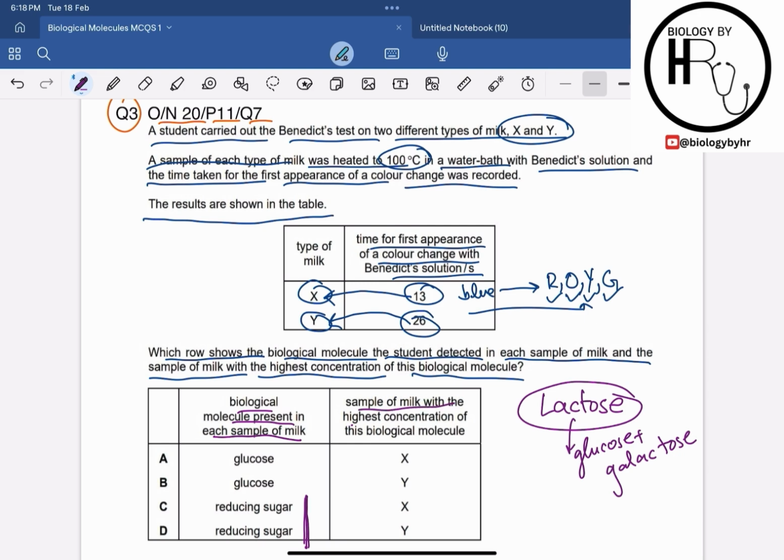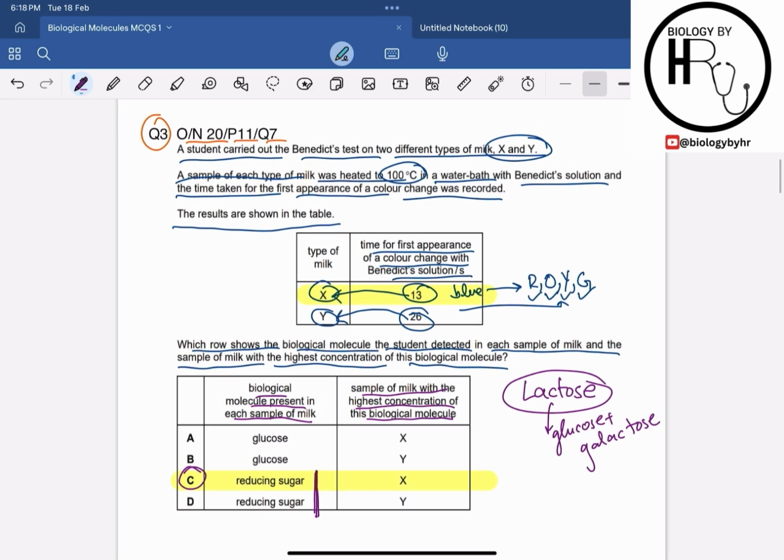Sample of the milk with the highest concentration of the biological molecule: obviously the solution where the color change was more quick is the solution which is having the highest concentration of the reducing sugar. Hence the correct answer for this MCQ must be option C, reducing sugar and the type of the milk X. So option C is our correct answer over here.